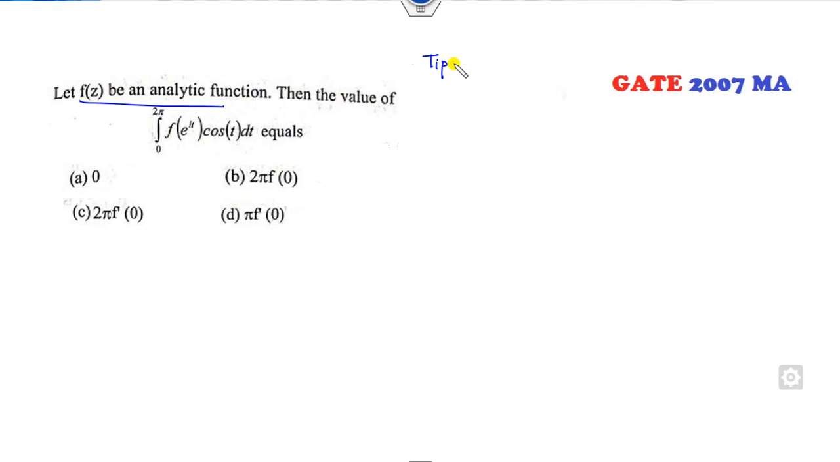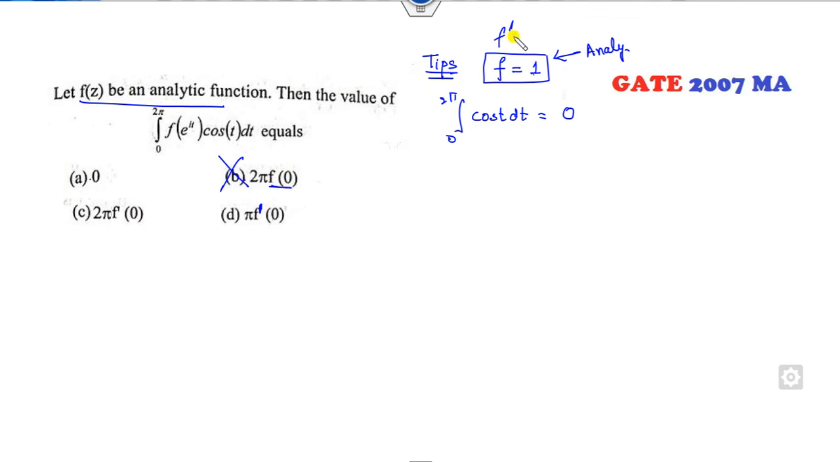f is any analytic function. So if I simply choose f as a constant, clearly this is an analytic function. So what is the integration of this? 0 to 2 pi, f is 1, so it's cos of t. So what is the integration of this? Sine 2 pi minus sine 0 is 0. So it's f of 0, 1. The 2 pi cancels. It's f dash. What is f dash? f dash is 0.